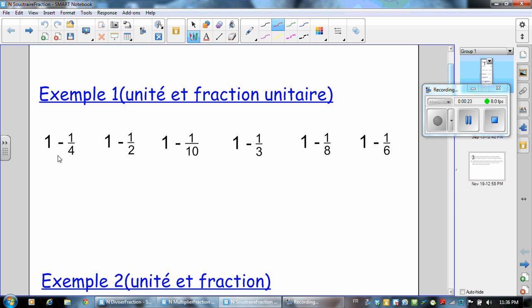So the difference between a quarter and 1. You should know that is 3/4. The difference between a half and 1 is a half. The difference between 1/10 and 1 is 9/10. And the difference between a third and 1 is 2/3. And the difference between 1/8 and 1 is 7/8. And the difference between a sixth and 1 is 5/6.